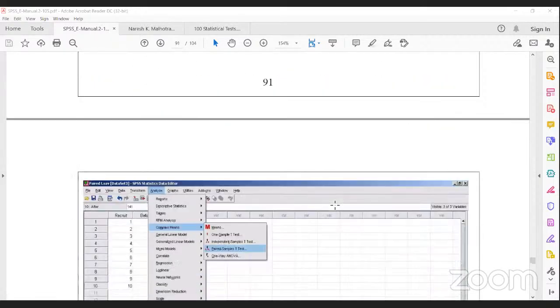Okay, what can we do now? We go for starting here, and we'll present the SPSS screen.